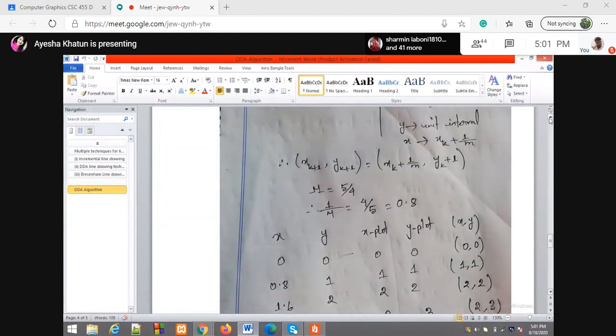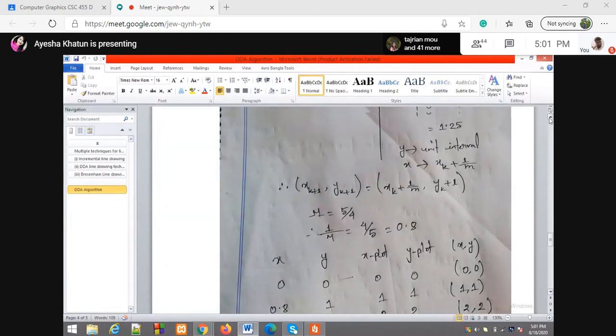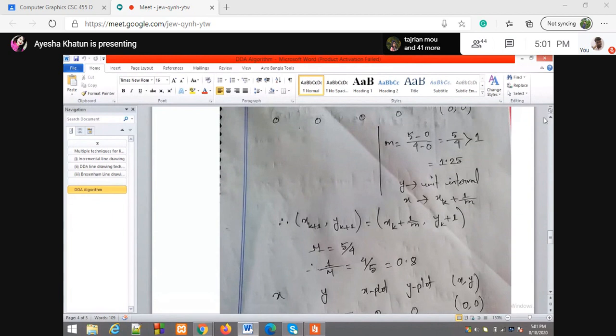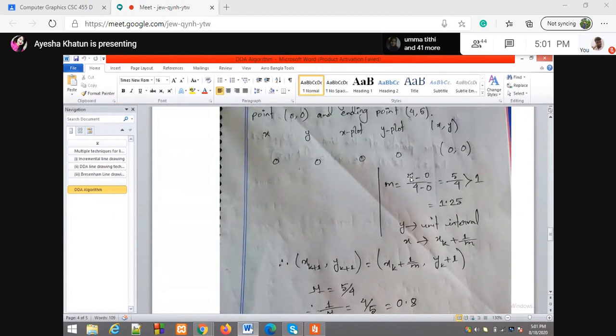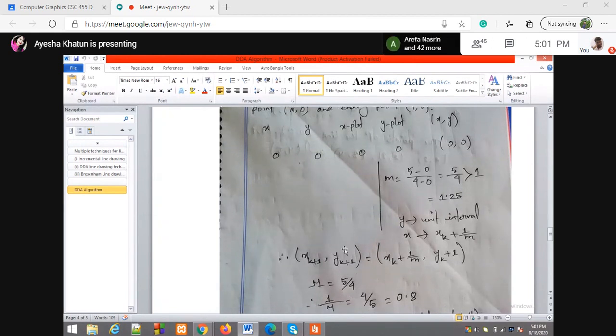If we calculate the slope, see how we get the slope. y2 minus y1, that is 5 minus 0, and x2 minus x1, that is 4 minus 0. So we get 5 by 4. And 5 by 4 is greater than 1, or 1.25. So that is greater than 1. That means y will be incremented by 1, right? So how will we continue? We will continue in this process. What will be our next point? That will be xk plus 1 by m.